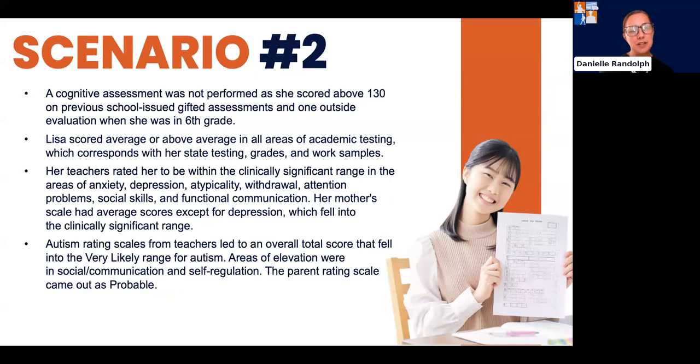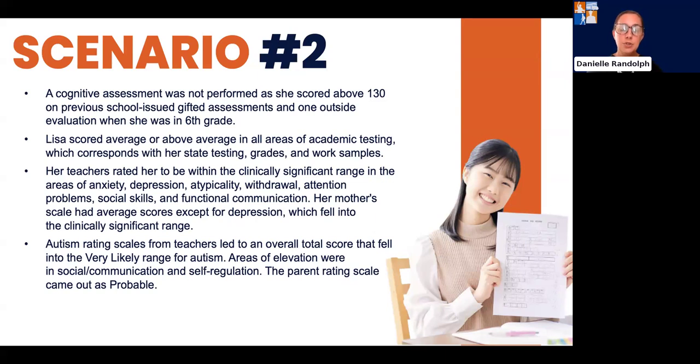So a cognitive assessment was not performed with Lisa because she scored above 130 on previous gifted assessments and then one outside evaluation that was done in 6th grade. So no need to redo those. We know that she is above average for her cognitive abilities. She scored average or above average in all areas of academic testing previously, so that wasn't assessed either.